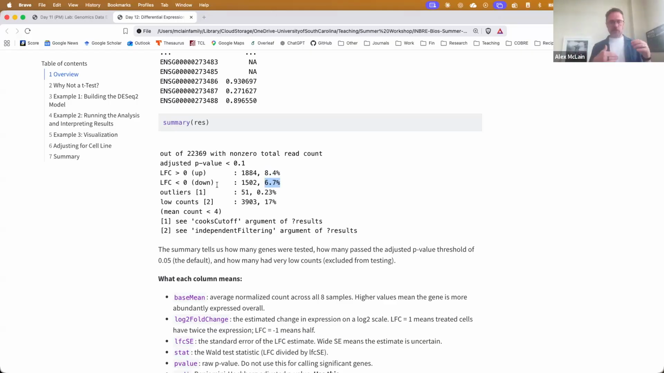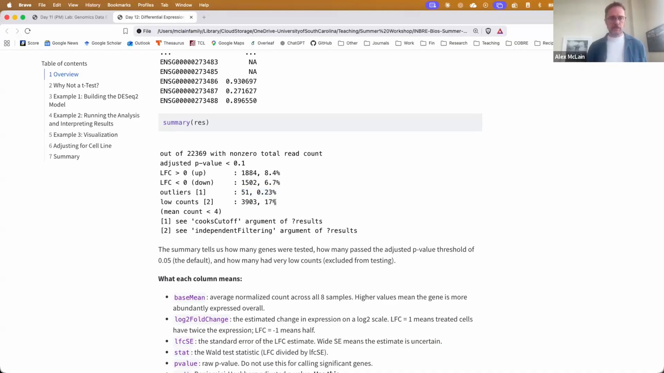The untreated has a higher expression level than the treated. So there are more on the positive side than on the negative side, but there's a lot of each. It tells us how many outliers there were, 51 of those. And you can see that it uses this Cook's cutoff to do that.